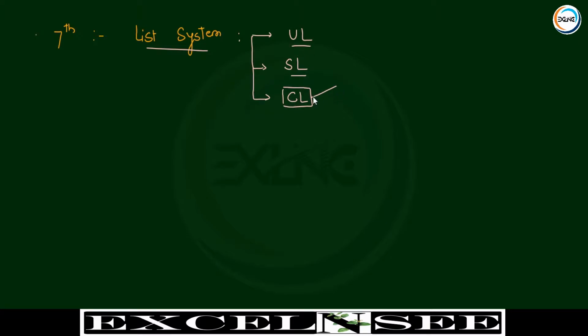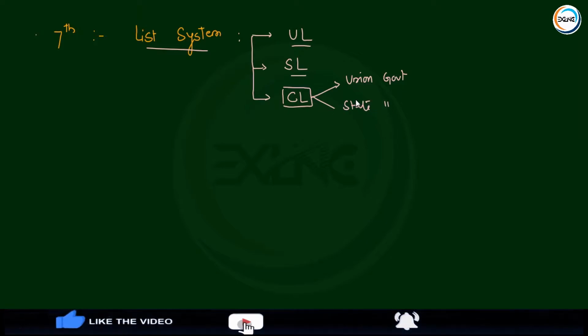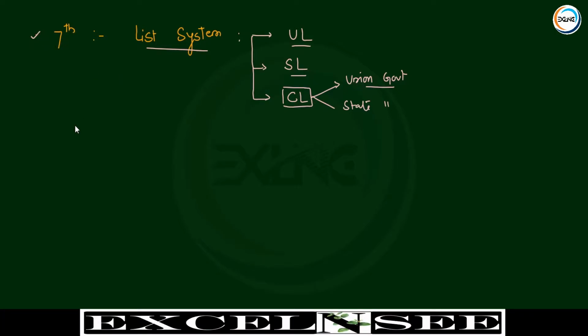In the concurrent list, both can legislate, that is, the union government can make a legislation and the state government can also make a legislation. लेकिन conflict जब होता है तो कौन prevail करेगा? The union government. We have already seen this one. So the list system is mentioned in the 7th schedule. Now come to the 8th schedule.